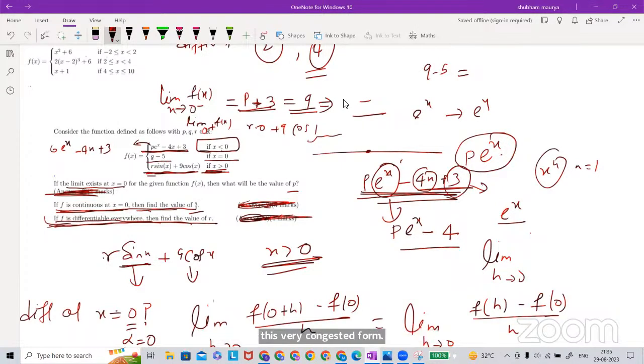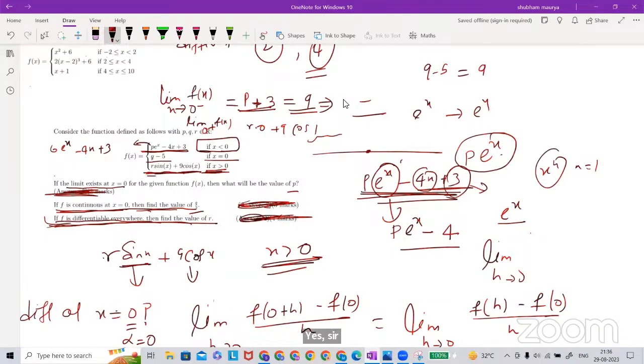The function value at 0 is q minus 5. So what is that limit exactly? We got the limit exactly 9, using the left or right, anyone you can use. Yes, sir. So p plus 3 equals 9, so p will be equal to 6.